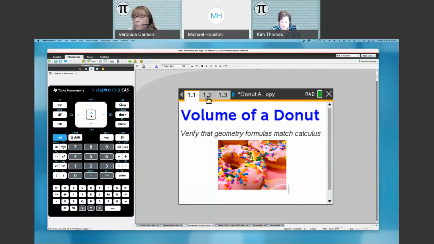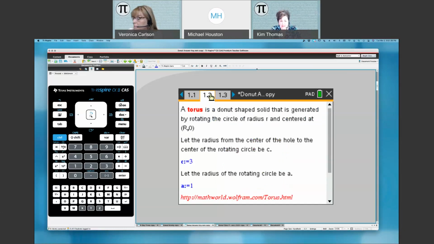And so we're going to talk about the volume of a donut. A donut is a torus, a donut-shaped solid that is generated by rotating a circle of radius r centered at (R, 0). In my geometry class, I'm looking at this circle. Where did the circle come from? It came from a cross section. Definitely geometry content, right? In calculus, we've done areas and volumes, or we're doing areas and volumes depending on where things are falling, but we've pretty much done areas and volumes.